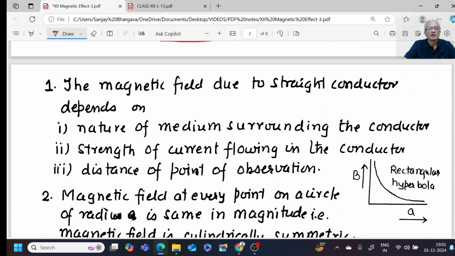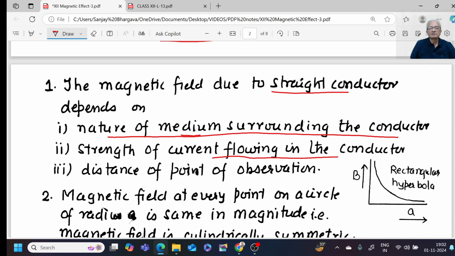Now, what does the equation B is equal to mu 0 I upon 2 pi a show? The magnetic field due to a straight conductor depends on the medium, that is the nature of the medium surrounding the conductor, the strength of the current flowing in the conductor, and the distance of the point of observation. So B is proportional to I, B is proportional to 1 upon a, and B is directly proportional to mu.